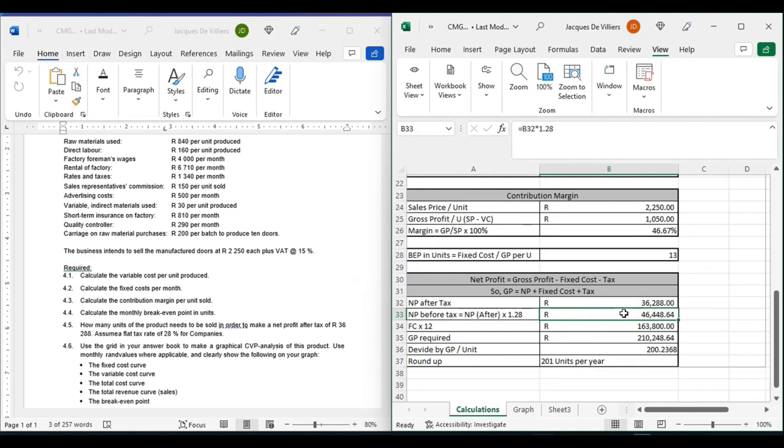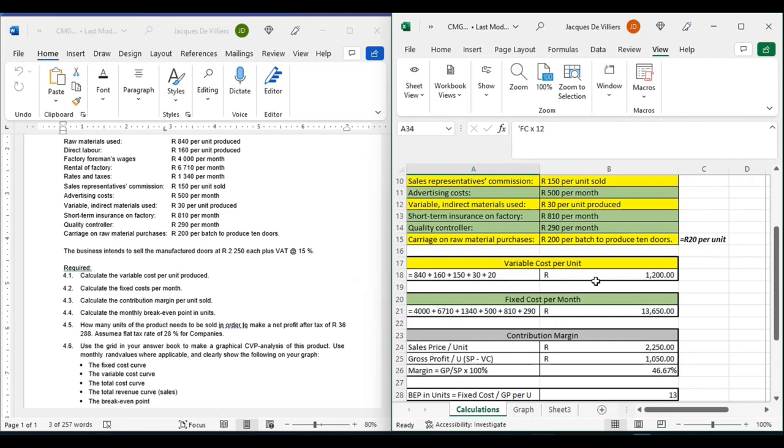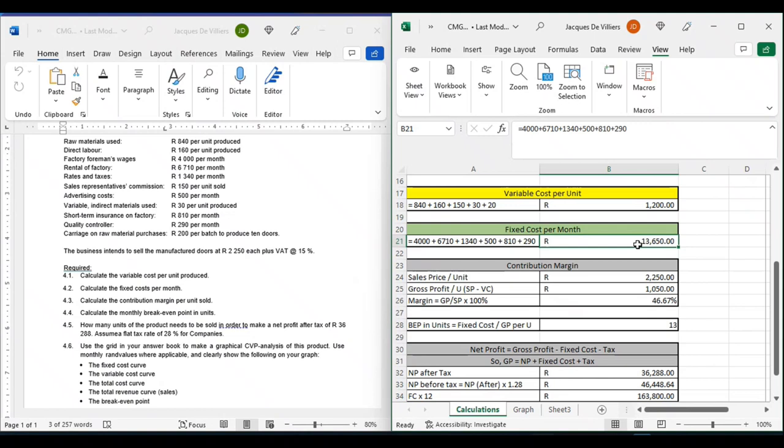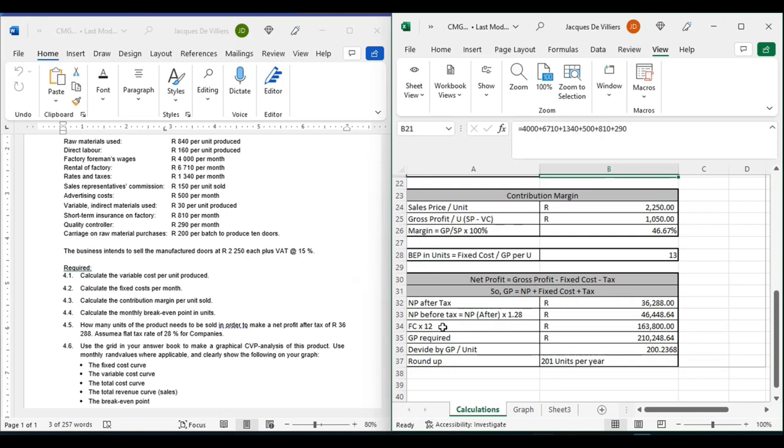Now, what about my fixed cost? It's given. We calculated it as 13,650. But that is per month, and my net profit after tax is per year. So I must take my fixed cost and multiply it by 12, and then I get 163,800.